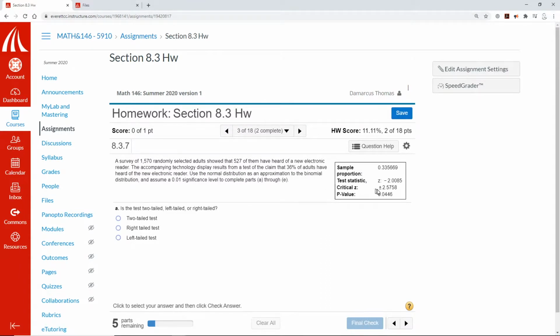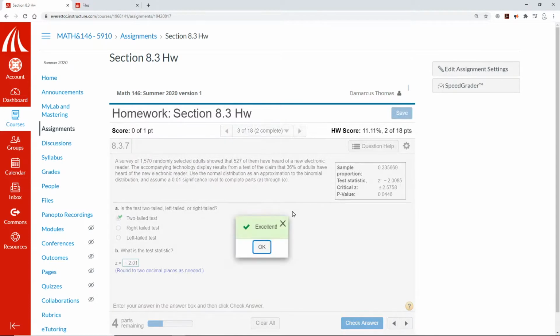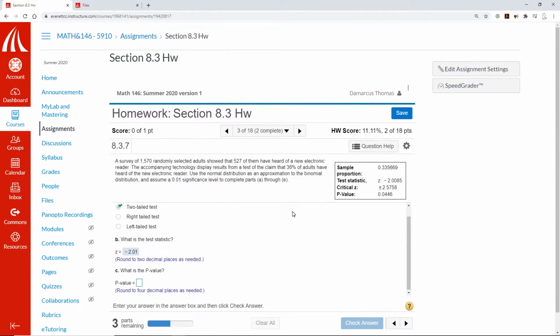Now there's two critical values. They're saying that the critical values are plus or minus. That means that it's a two-tailed test because we have two critical values. What is the test statistic? Negative 2.00. What is the p-value? 0.04.